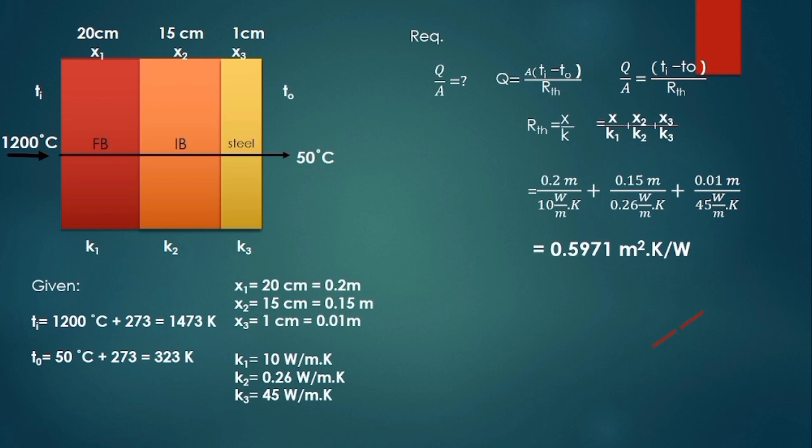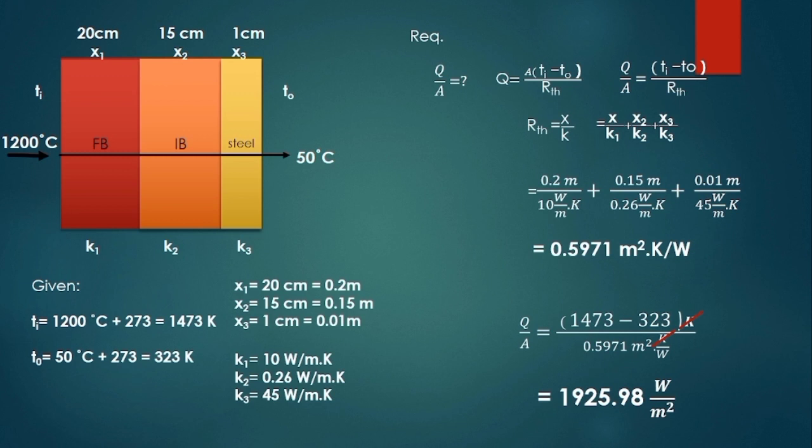Then after that, since we already have the overall resistance, we're going to find the heat loss. So temperature in, which is 1473 minus 323, the temperature out, over overall resistance 0.5971 meter squared times Kelvin per watt. We're going to cancel the unit Kelvin. Then our heat flux or heat loss is 1925.98 watt per meter squared.